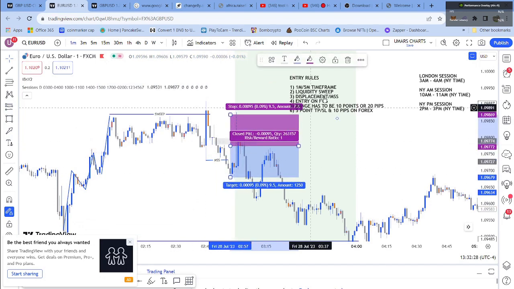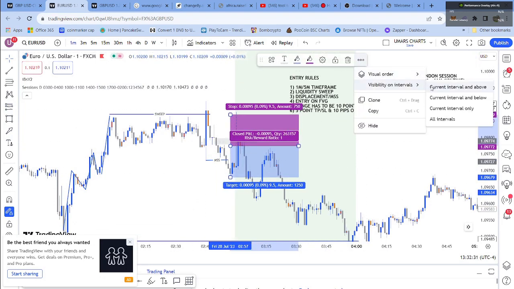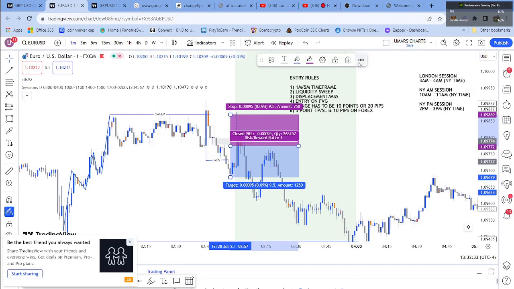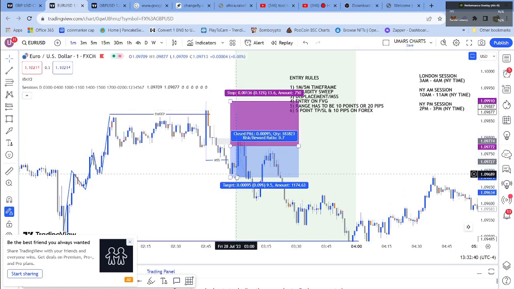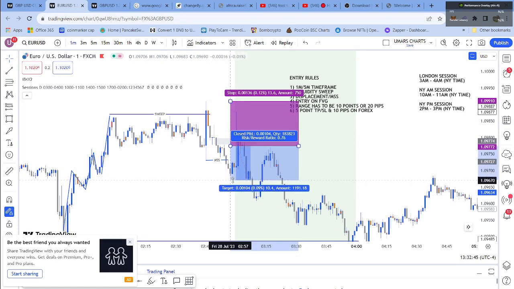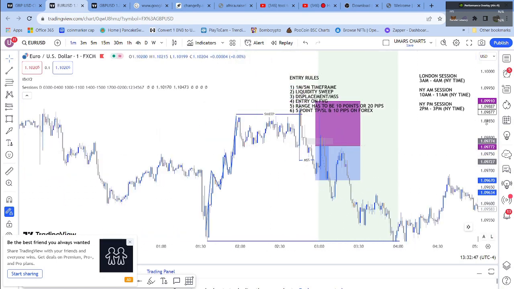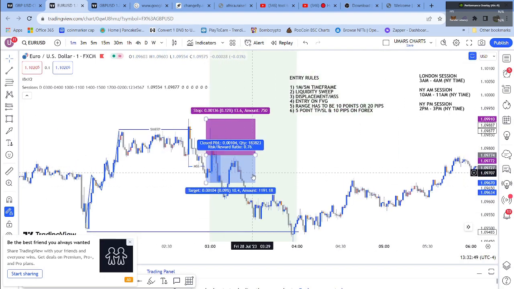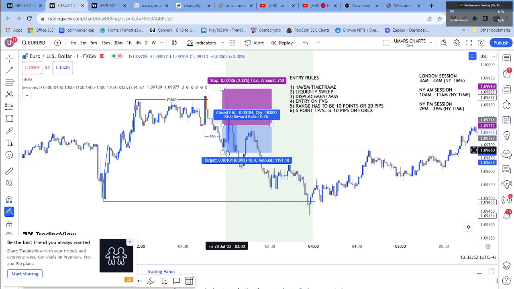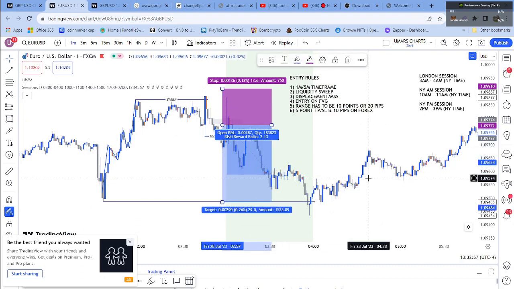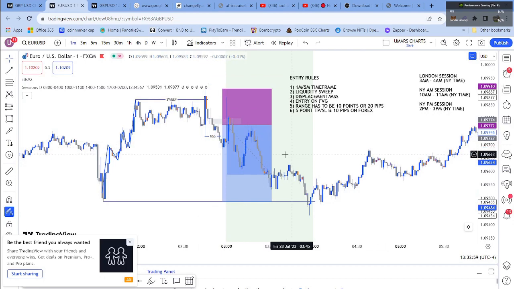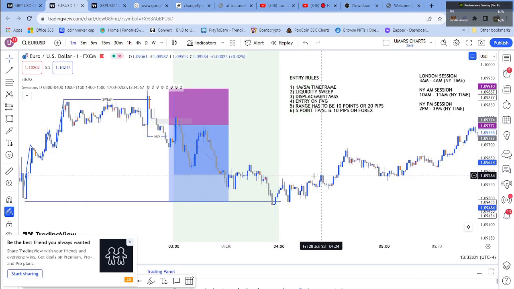you would set your limit at the fair value gap, which stops above the high, and your target could be 10 pips. As you can see, if you targeted 10 pips, your trade would have hit take profit. If you wanted to, you could have targeted the next liquidity zone for a good 1:2.3 risk to reward ratio.